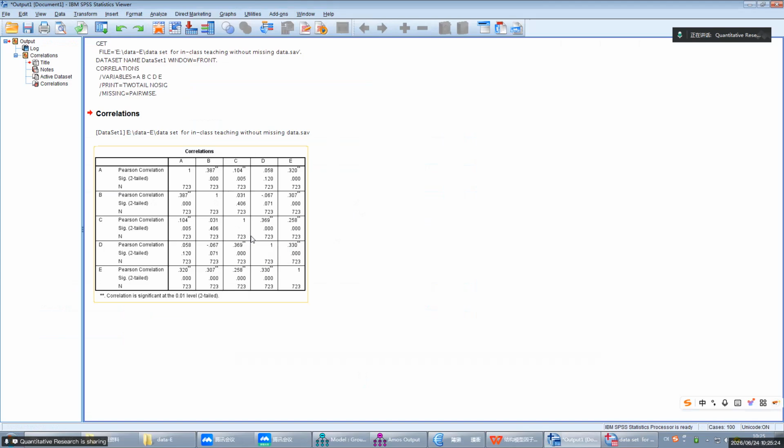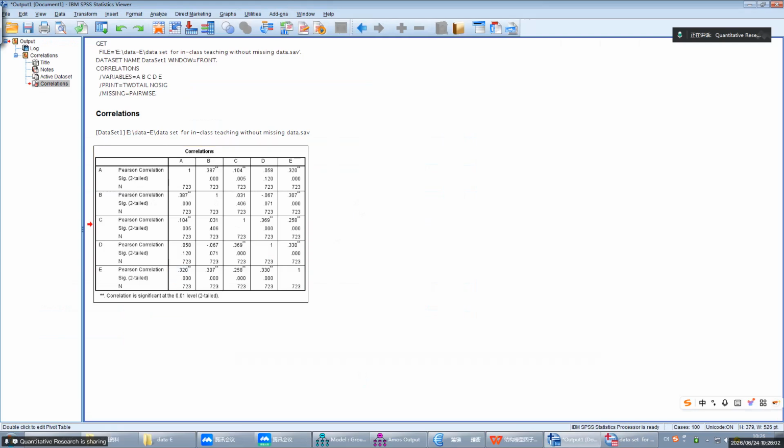When I say correlations of A with all the other variables, what does it mean? This one, this line, this column is the correlations of A with all the other variables, right? This is a correlation of A with B, right? This is correlation of A with C, correlation of A with D, correlation of A with E, right?